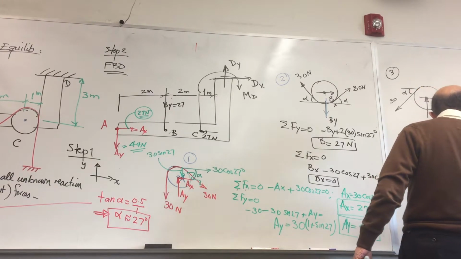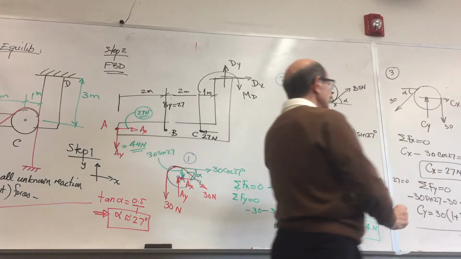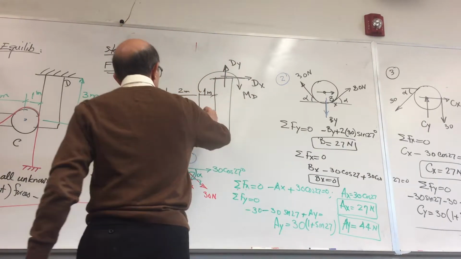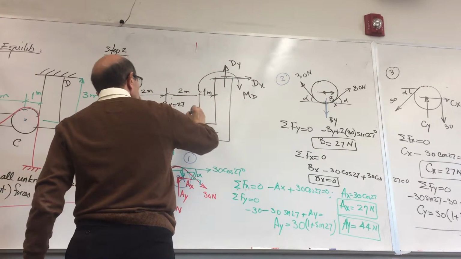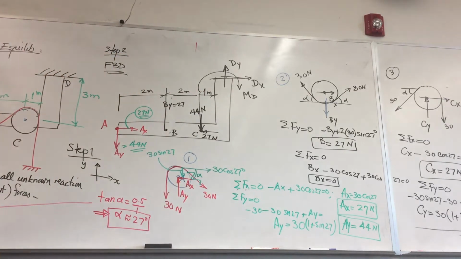How much? 44. Same as you. Okay, so again, the assumed direction is correct then. So I have a force of 44 Newton like this. So that would be the free body diagram.